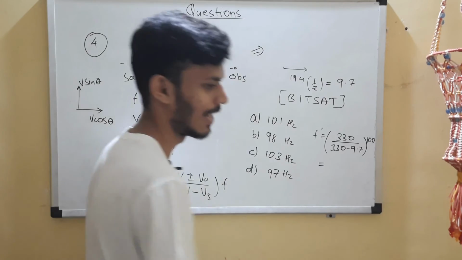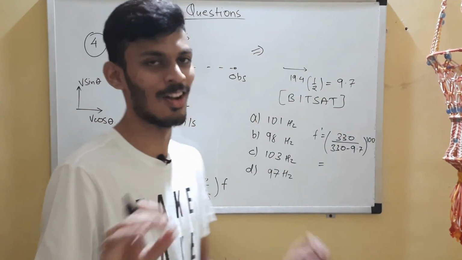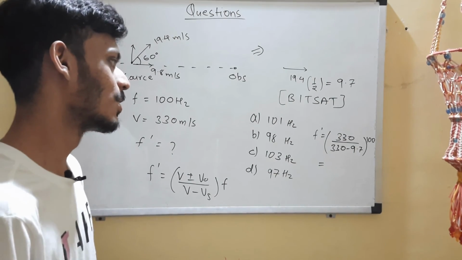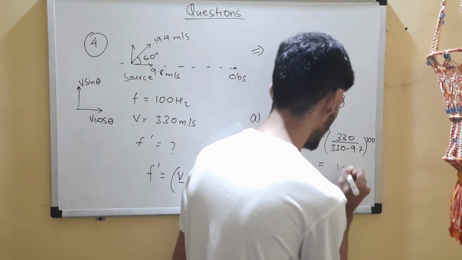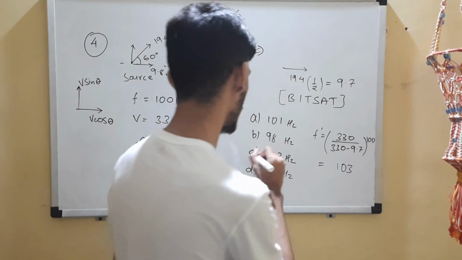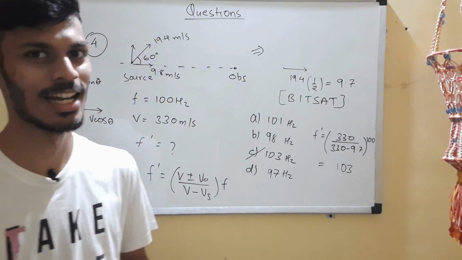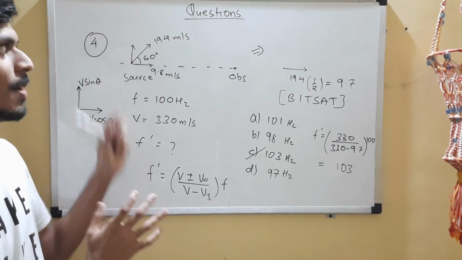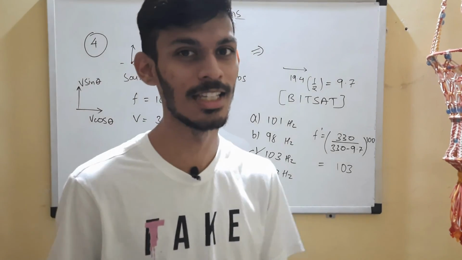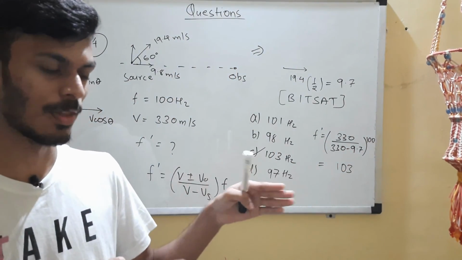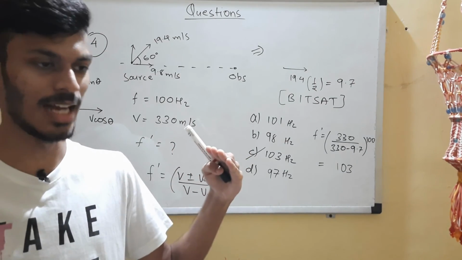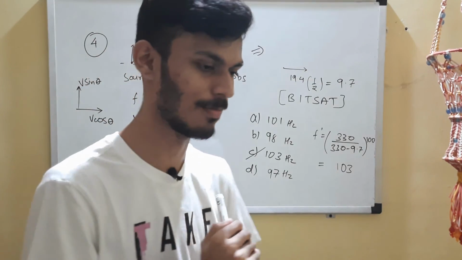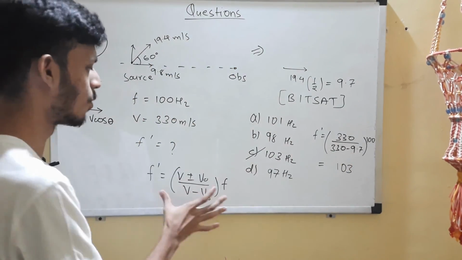So you have to carry out this calculation. I know it's a lot of calculations happening in Doppler effect, but what can we do, right? Carry out this calculation and the answer will be very close to 103 hertz. So option C, 103 hertz, is the correct choice over here. It's a BITSAT question, noteworthy. And remember that you should only consider the velocities which are along the line. Both the velocities of the observer and your source should be along the same line in order for this formula to hold true.